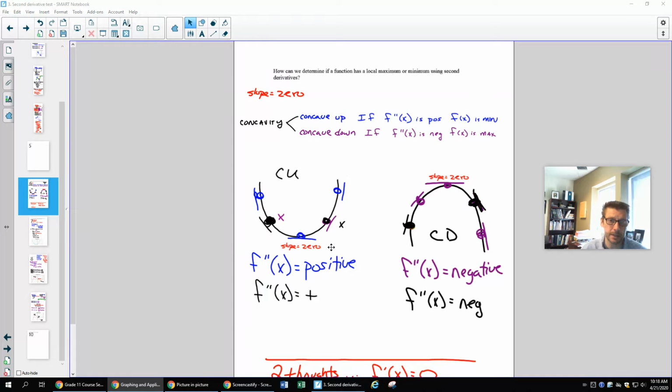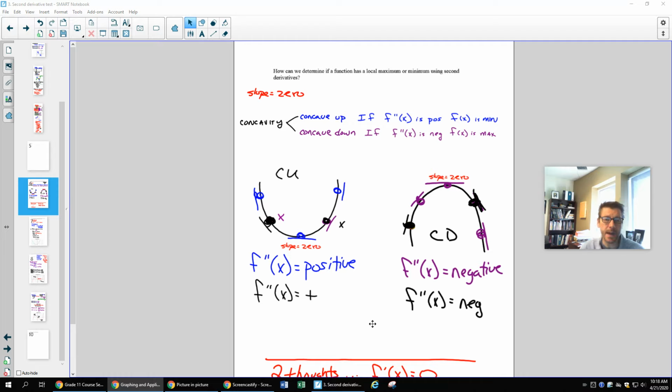And our nice little diagrams here are basically showing that whenever you're concave up, it doesn't matter what x value you put in here, you will get a positive number. So if you're at any one of these 5 points and you go f prime prime of that x value, you get a positive number. And over here, when your function's concave down, it doesn't matter what x value you put in. When you do the second derivative of that x value, you will get a negative number.